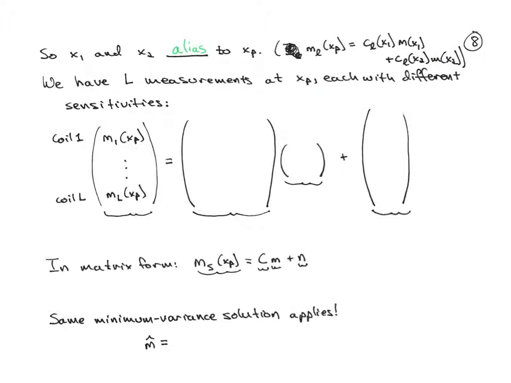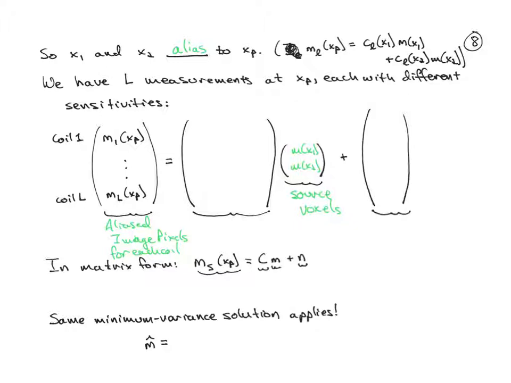So we can stack up all these different measurements across the coils. We have M1 of xp up to ML of xp. Again, these are the voxel values at the aliased location, at undersampled image location xp, across all the coils. So this is the vector of aliased image pixels for each coil. And this is equal to the source voxels, M of x1, M of x2. Again, these are what we're trying to recover, but they're going to be mixed together by the weightings of the sensitivities.